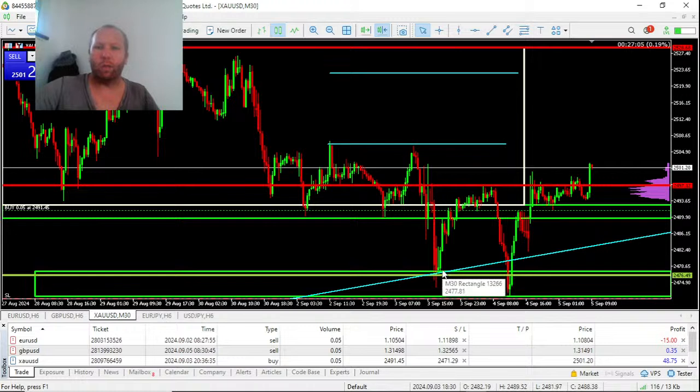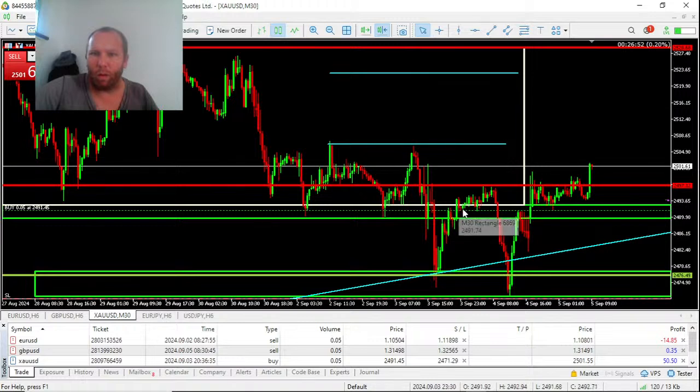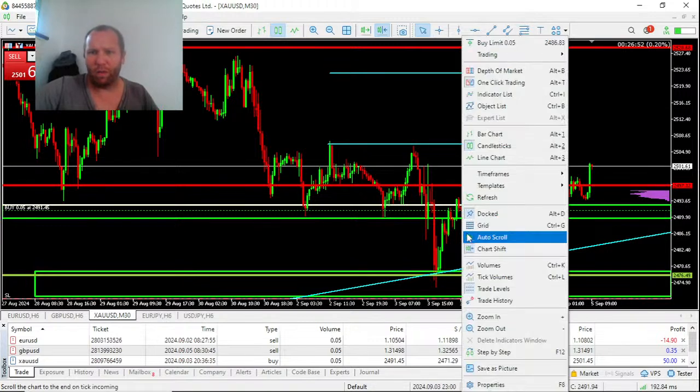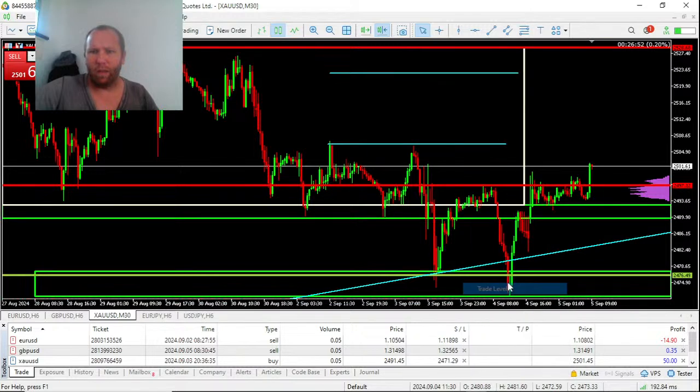So the gold I saw took a run to the upside, and another run to the upside, and another. When I saw this third break of structure, I put a trade in on the top here, a buy order, and it was right there. Let me just quickly get the trade levels.